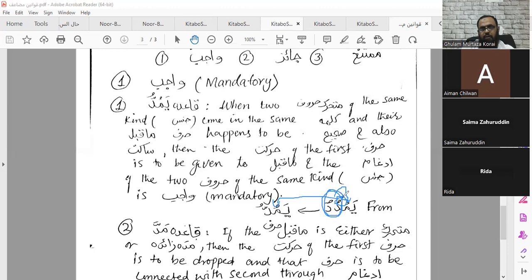There should be idgham. Mudgham is the first dal and mudgham fih is the second dal. This process is called the process of idgham. So it became yamuddu from yamdudu. Is that clear? Yes, sir. So this is idgham wajib, mandatory. It is to be done.